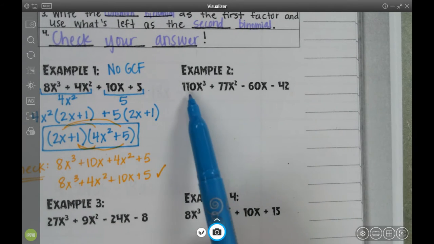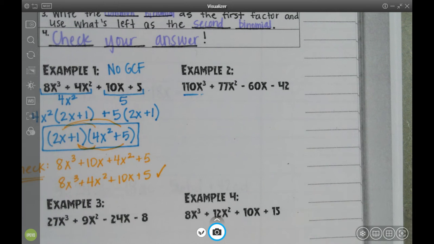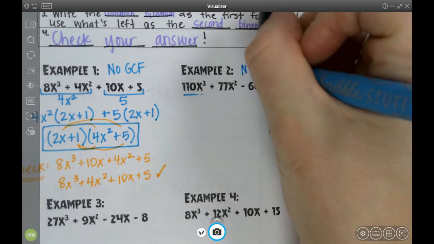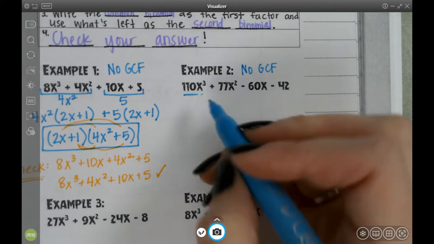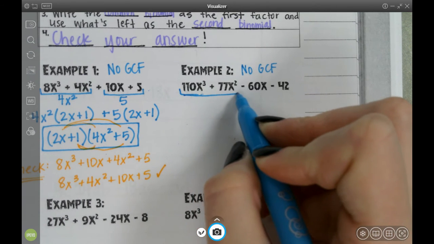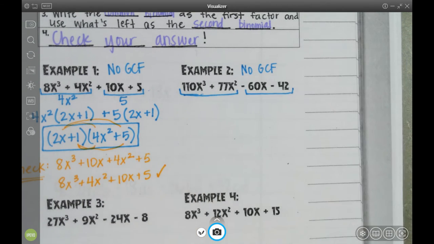Do I have a greatest common factor between all 4 of these terms? They're big numbers this time. There's not one. Just wanted to make you think a little early this morning. So there's no GCF. So just like last time, I'm going to group them 2 and 2.